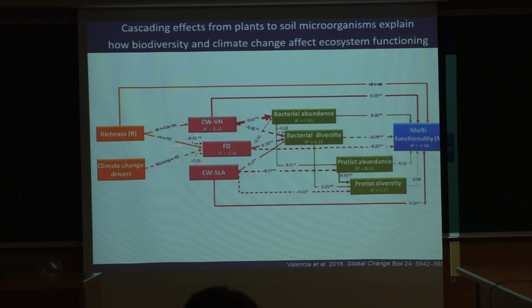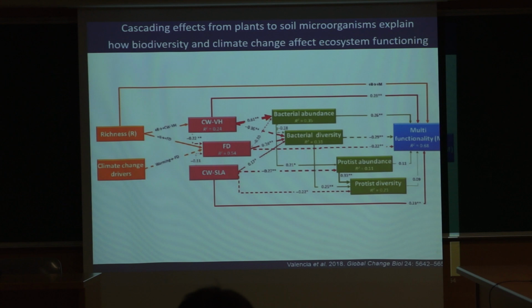For instance, what we found here, this is a variation of structural equation models. It's not a structural equation model, it's another statistical approach, but the representation can be interpreted in a similar way. There are lots of arrows, small numbers. I'm not going to enter into the details, but in this particular case, we didn't find a strong direct effect of climate change drivers. We found a strong effect of species richness, and the effect of climate change drivers on multifunctionality was mostly driven by the changes in functional diversity promoted by climate change.